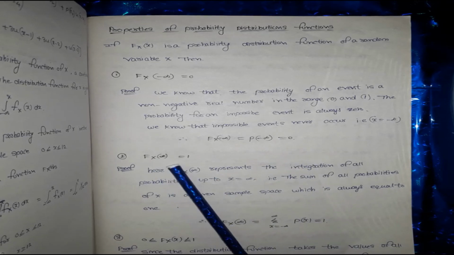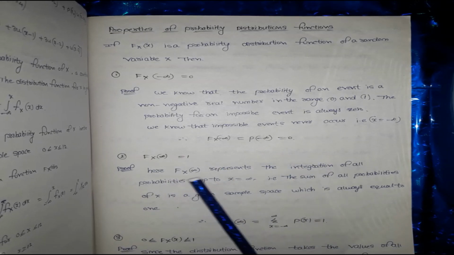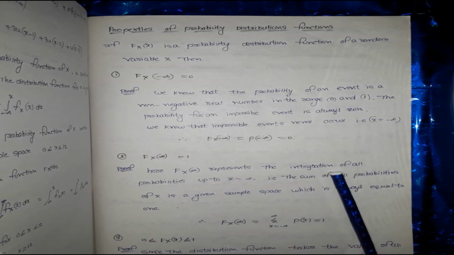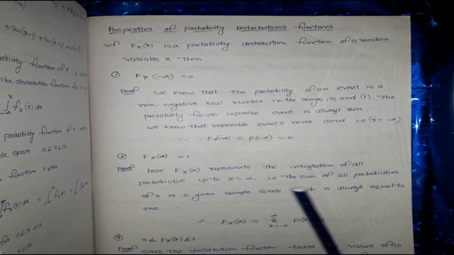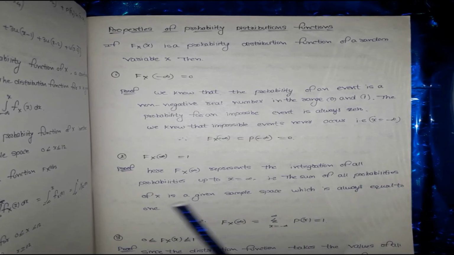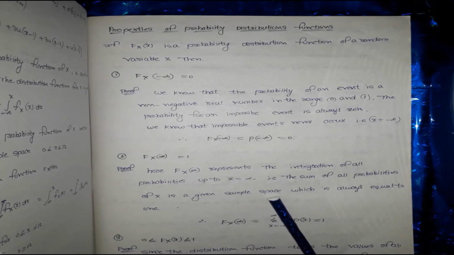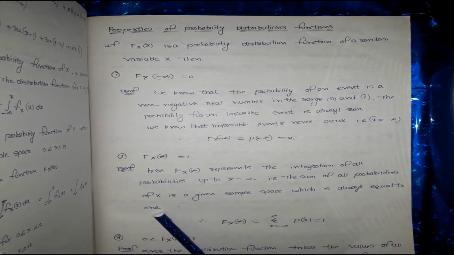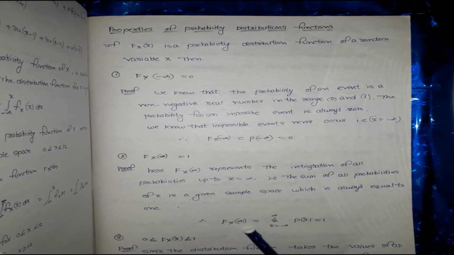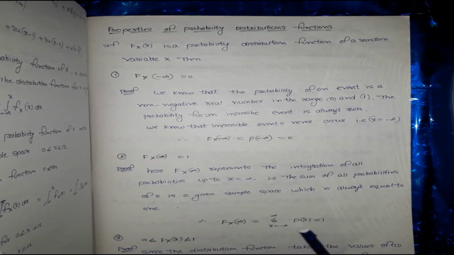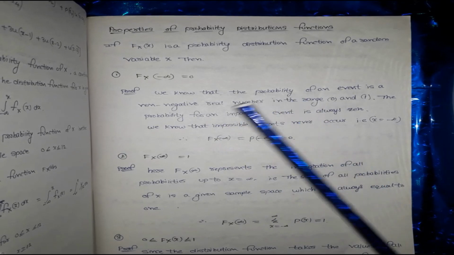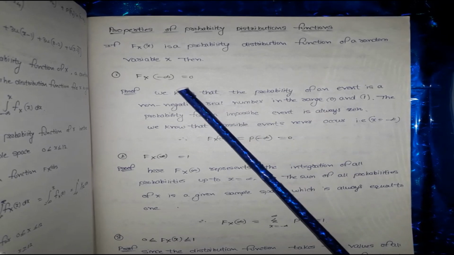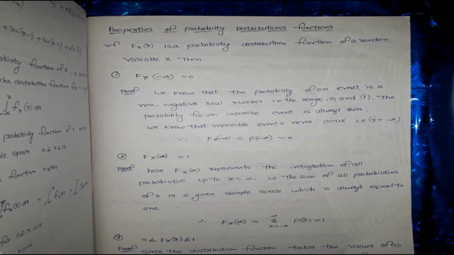Here Fx(infinity) is equal to 1. Fx(infinity) represents the integration of all probabilities up to x equal to infinity. That is, the sum of all probabilities of x in the given sample space is equal to 1, which is nothing but Fx(infinity) equal to the summation of P(x) from minus infinity to infinity, equal to 1. This is the proof of the first property of the probability distribution function: Fx(minus infinity) is equal to 0 and Fx(infinity) is equal to 1.